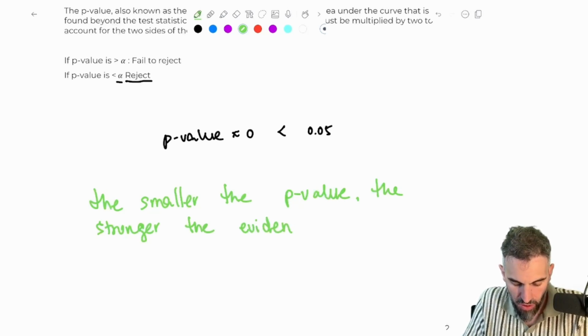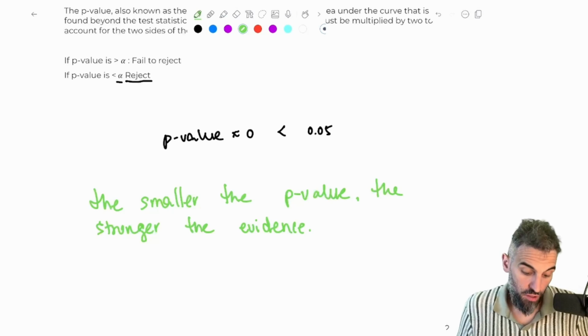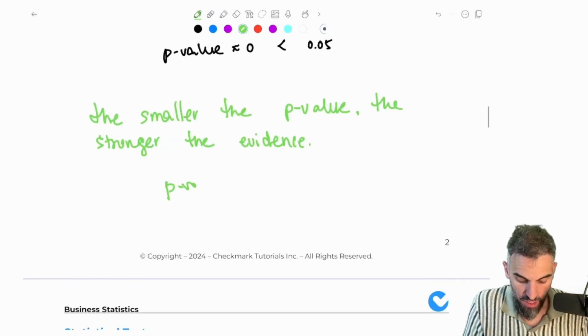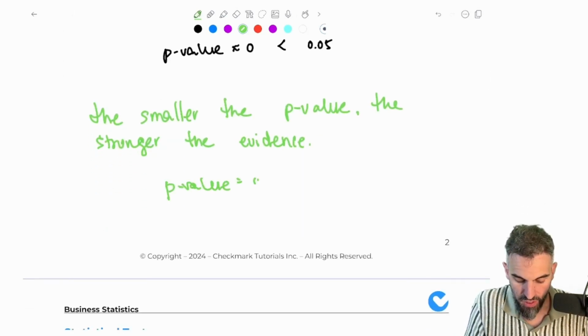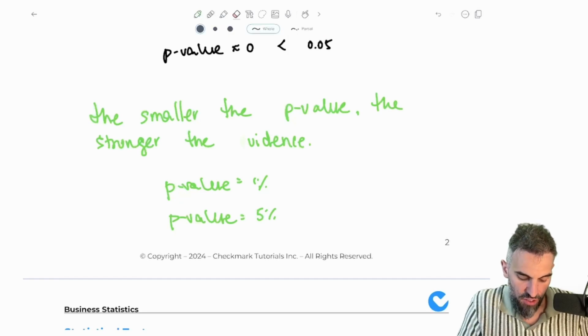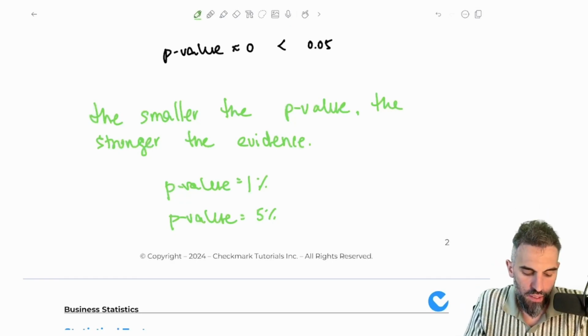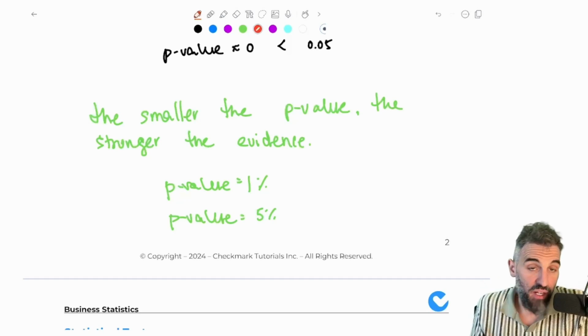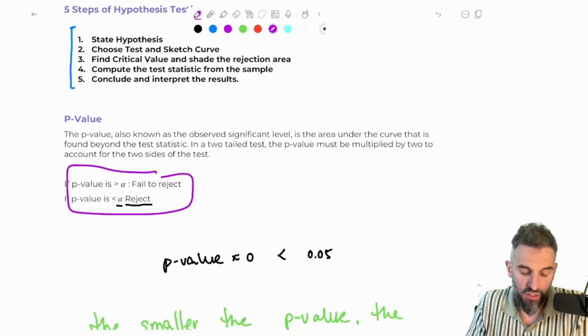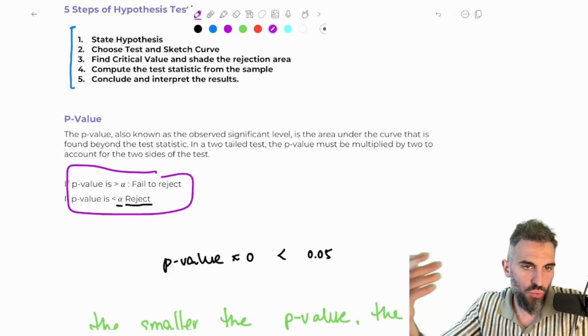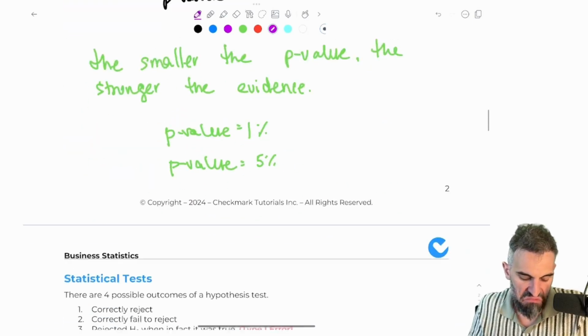So if you were faced with a p-value of, let's say, 1% and another p-value of 5%, it means that the evidence in the first one is better than the evidence in the second one, is stronger. For your exams, you have to know how to find it. You have to know how to interpret it in terms of alpha. You compare it to alpha. So if it's more than alpha, you don't reject. If it's less than alpha, you do reject. And that's pretty much it.